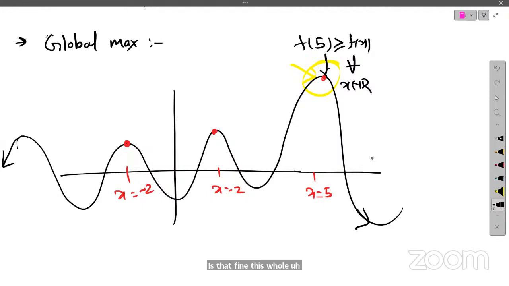Is the global maxima also called absolute maxima, or is that a different term, ma'am, or are both the same? Absolute maxima, I think you can call it, but I'm not sure about this term. Okay, it's fine. We use this global so many times.